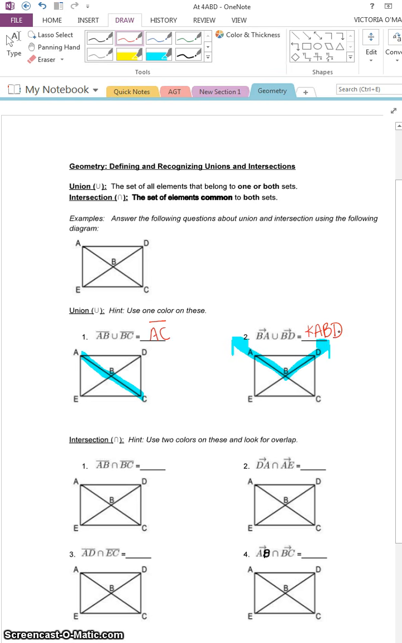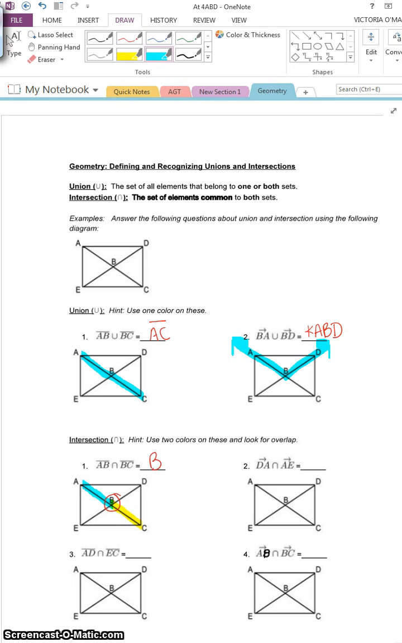Now intersection, we're looking for the overlap. So for these problems, I'm going to use two colors. I'm going to start with segment AB, and I'm going to highlight that in blue. It starts at point A and it ends at point B. Segment BC, I'm going to use yellow for that one. That starts at point B and it goes to point C. So now I look and I see, well, where is my overlap? The overlap between the blue and the yellow is at point B. So the answer to segment AB intersects segment BC is point B.